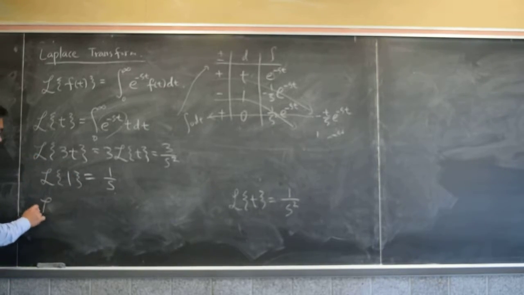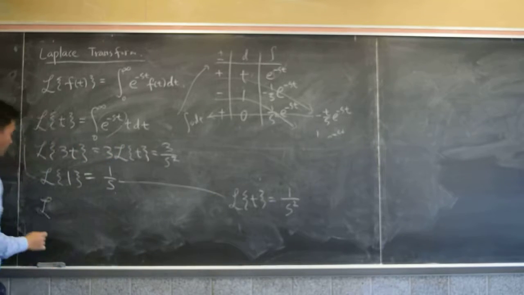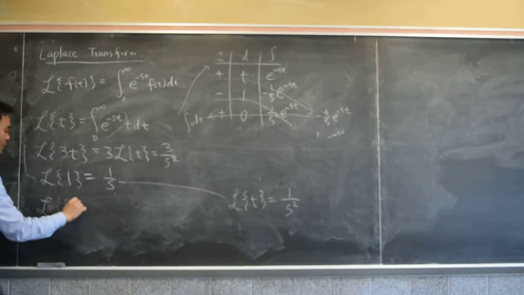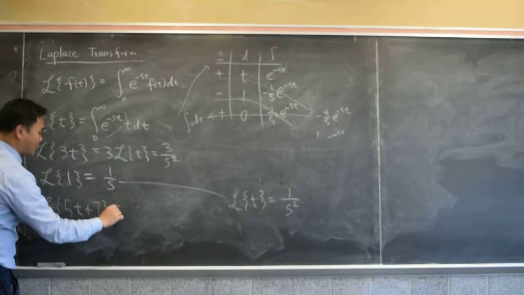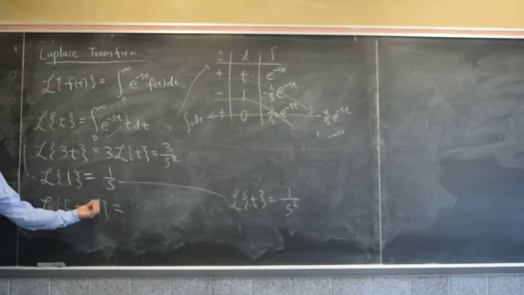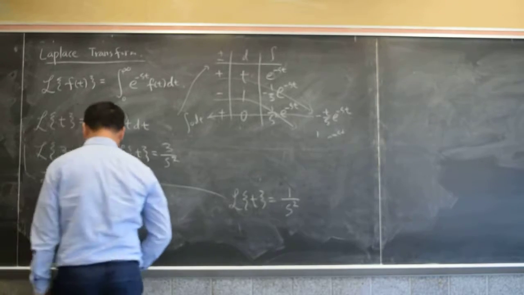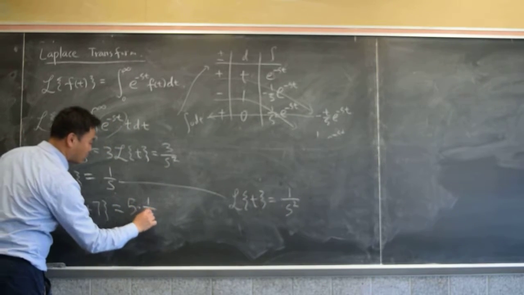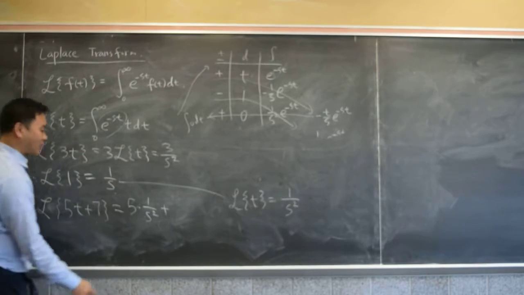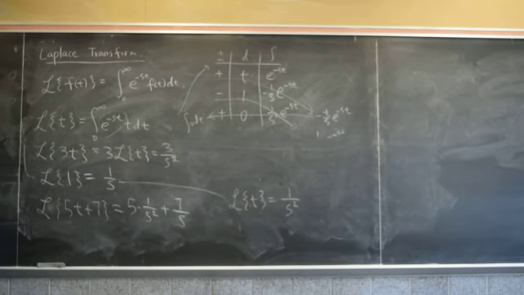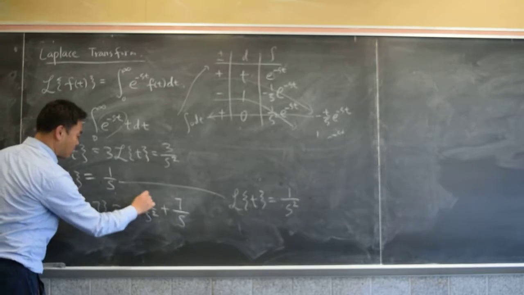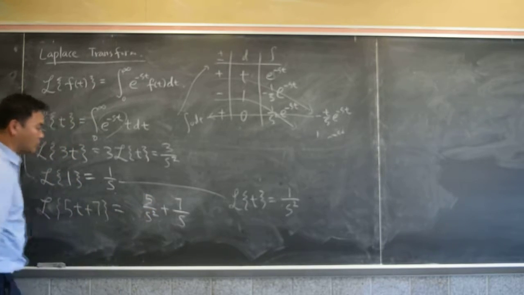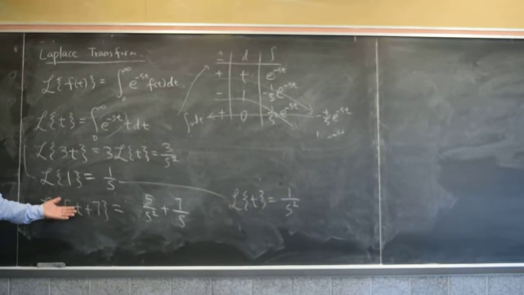Knowing this and this, if somebody asks you what is the Laplace transform of 5t plus 7, what would this be? You just take individual terms and do Laplace transforms of them. So you get the Laplace transform of t, which is 1 over s squared, and the Laplace transform of 7 is 1 over s. So that's the Laplace transform that you get. Okay? You can put 5 over here if you want. That's how you solve Laplace transforms.